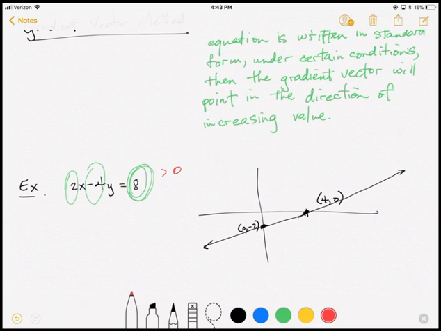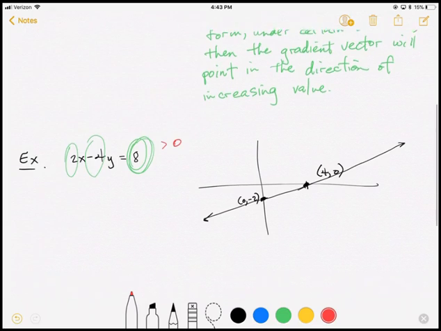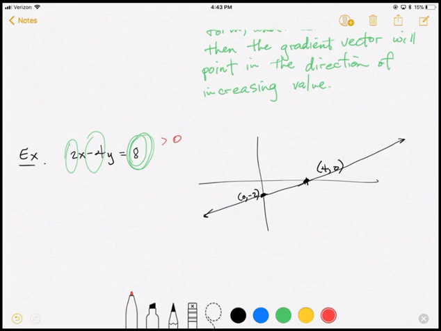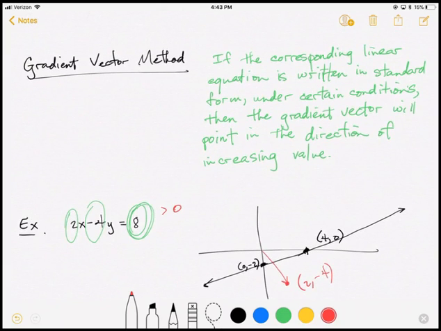So our gradient vector is 2, -4. Now, if we go and plot 2, -4, so 2 units to the right on the x-axis, -4 units on the y-axis, that's going to be in our fourth quadrant. So it's going to look like this. This is 2, -4.